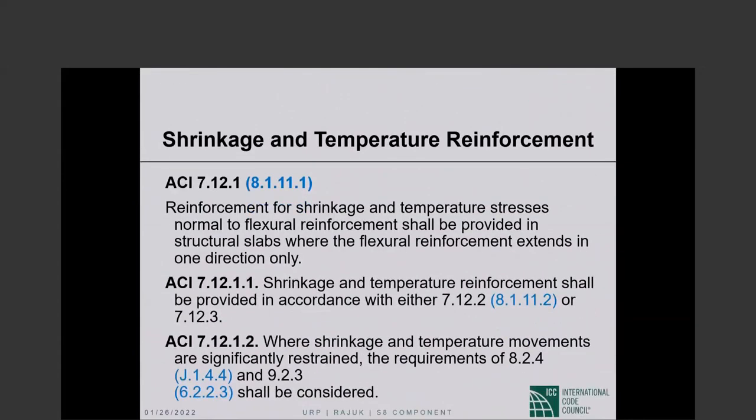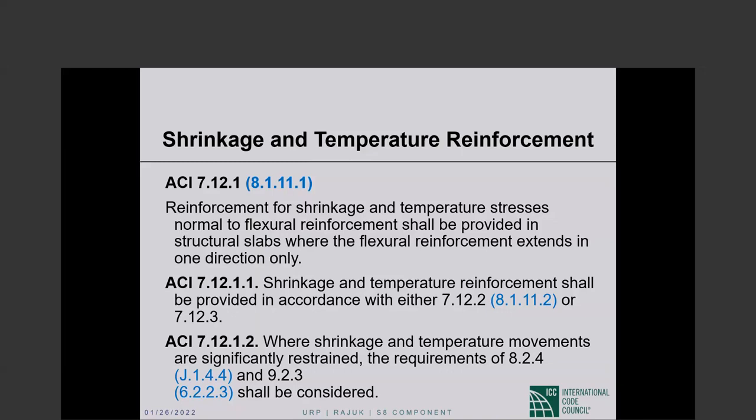So with that, I feel comfortable going to the next topic, which is shrinkage and temperature reinforcement. This is substantially important. So reinforcement for shrinkage and temperature stresses normal to flexural reinforcement shall be provided in structural slabs where the flexural reinforcement extends in one direction only. So for a one-way slab, you shall provide shrinkage reinforcement perpendicular to the flexural reinforcement. Shrinkage and temperature reinforcement shall be provided in accordance with 7.12.2 or 3.